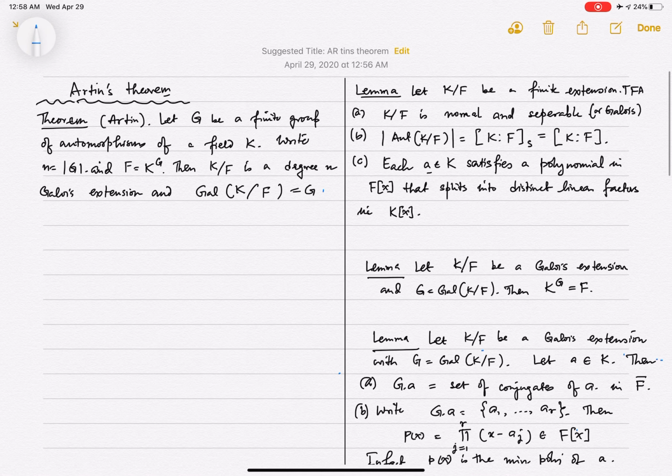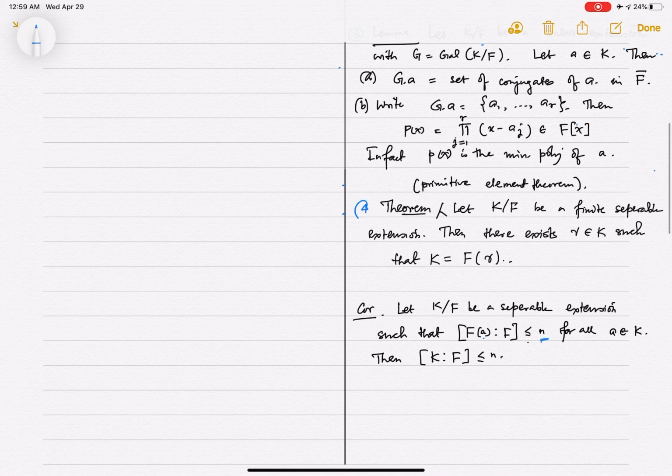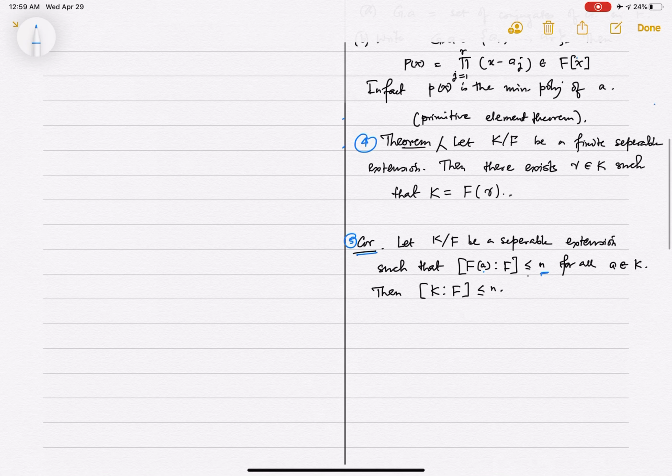I have recorded on the right here some of the results that we have so far that we'll need. Let me just name them. Here is the primitive element theorem. And I need a corollary to primitive element theorem that we haven't done so far, so I should do that first. So I'll remind you, the primitive element theorem says that if you have a finite separable extension K over F, then there is some gamma in K, so that K is F adjoin gamma. So any finite separable extension can be obtained by adding a single element.